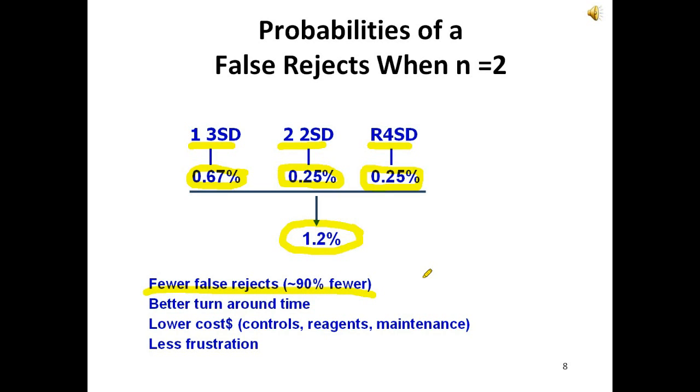That is 80% of the false rejects eliminated. What does that mean? Better turnaround time for the people in the emergency room? Better turnaround time for the patients on the floor? It's going to cost you less money in terms of controls, reagents, maintenance. And I'm not so sure that that last one isn't the most important one. You don't get as many of those, oh my God, I'm out of control again, rerun the control, the control comes in. Yes, I told you that. 90% of the time, they're false rejects. So you're going to be happier. And I can't think of any nicer thing than to give the docs better turnaround time, help move the patients through, save money.